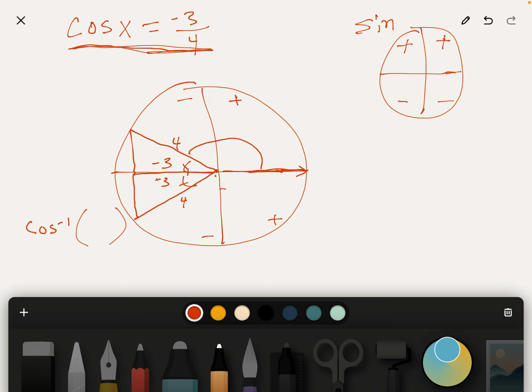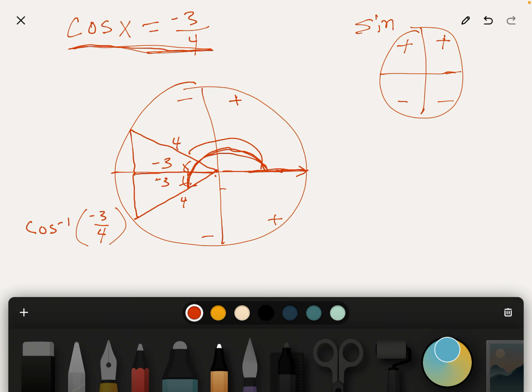and that is simply the inverse cosine of -3/4. But the other angle is this angle, if you can see it, right? That's the second solution.